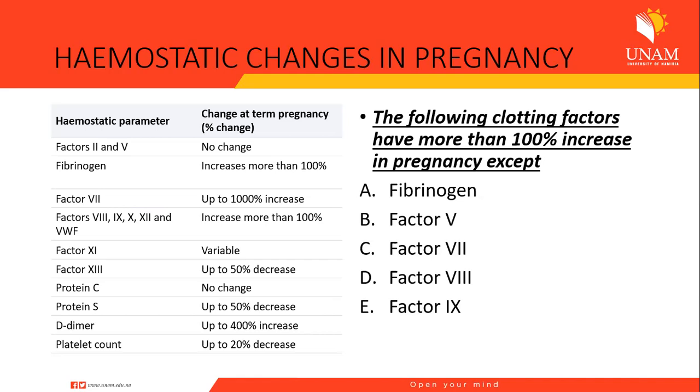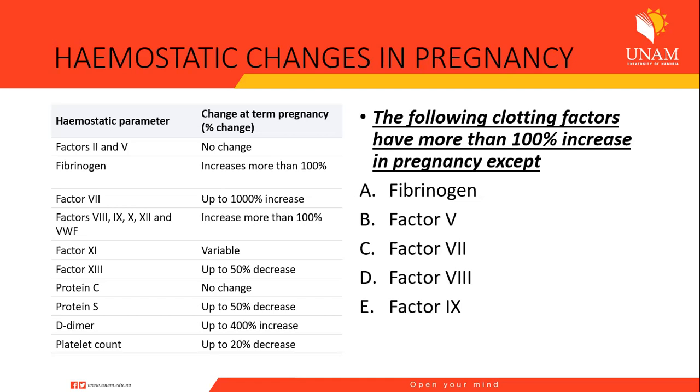Fibrinogen, that's factor 1, there's more than 100% increase in fibrinogen levels. Factor 7, up to 1,000% increase. Factor 8, 9, 10, 12, and von Willebrand factor also increase more than 100%. The increase in factor 11 is variable. Factor 13, there's up to 50% increase.